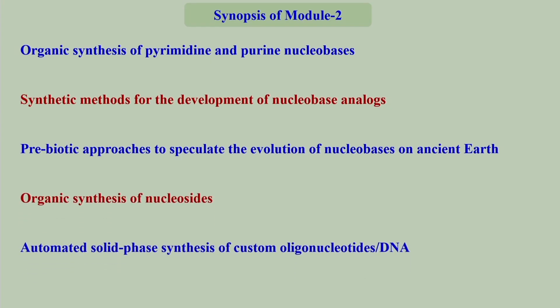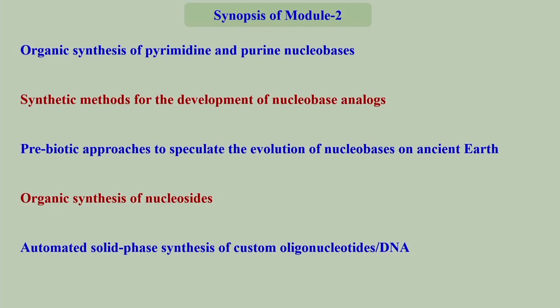Then we have seen the organic synthesis of the nucleosides, how you can couple the nucleobase with the sugar in both RNA and DNA. And then finally, we have seen how a full length DNA, we call it full length DNA because that is how we understand it, an oligonucleotide, can be synthesized using automated solid phase synthesis.